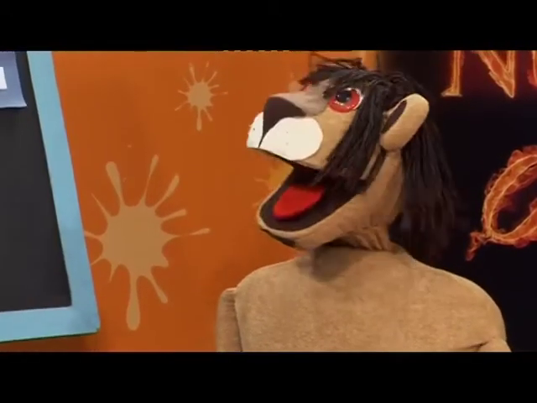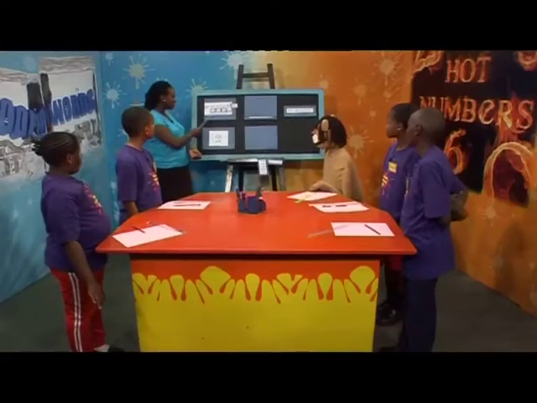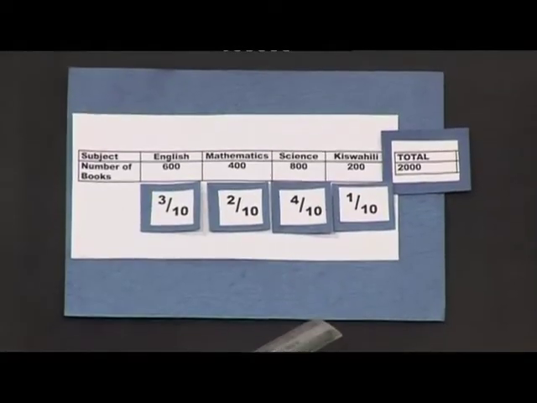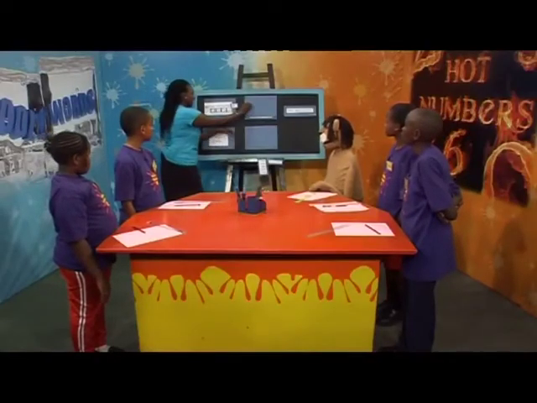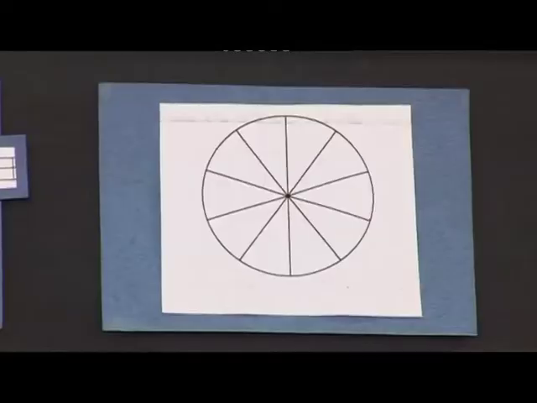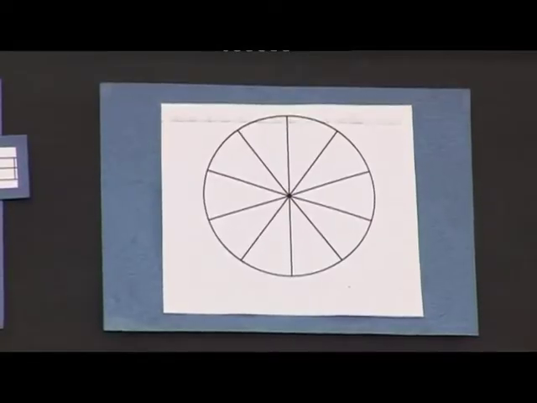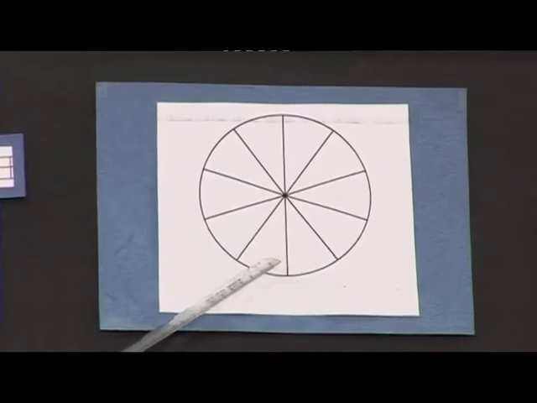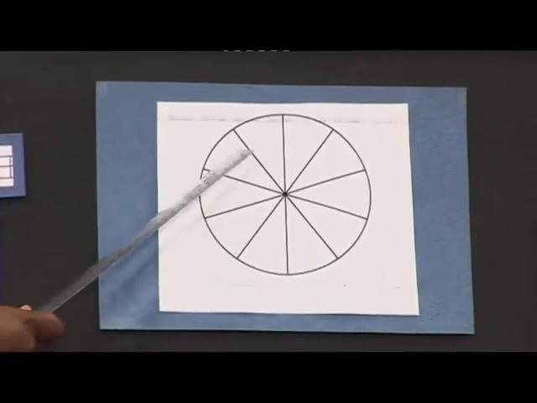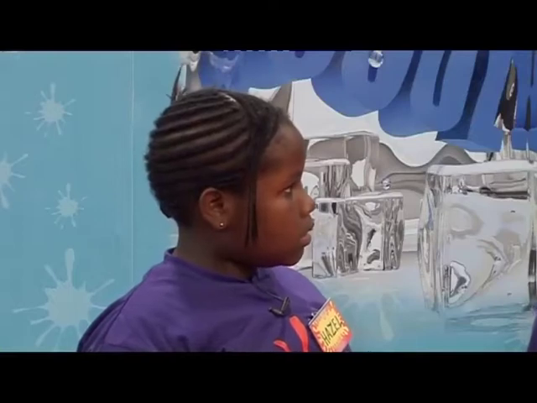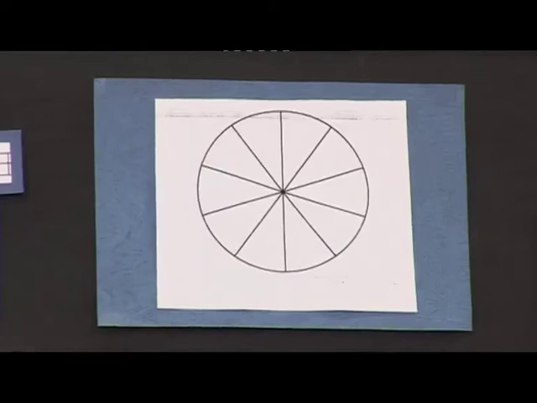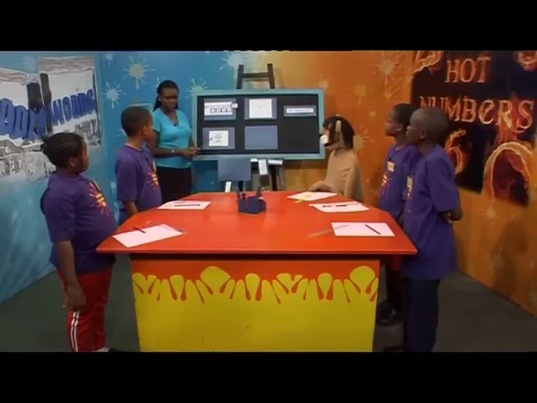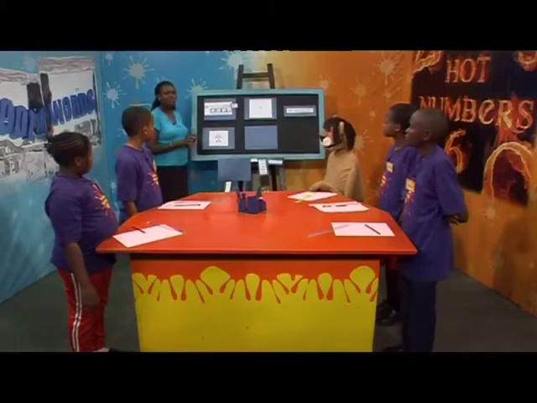Now, how do we do that? Well, with these fractions we've calculated, we will divide our circle into 10 equal parts, just like this. So let's count them together. 1, 2, 3, 4, 5, 6, 7, 8, 9, 10. Very good. So 3 of these will be allocated to English books, 2 to math books, 4 to science books, and 1 to Kiswahili books.